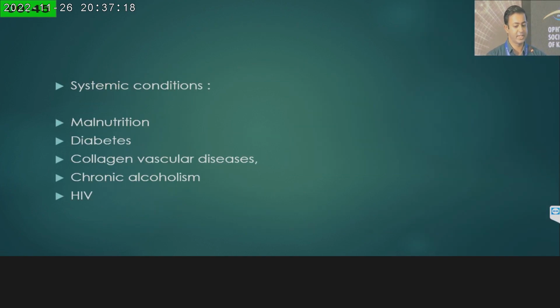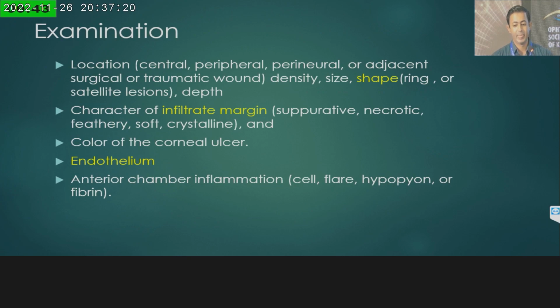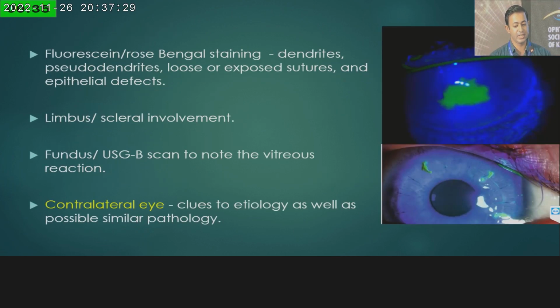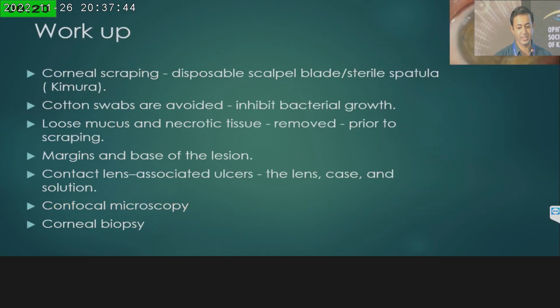Look for associated systemic conditions such as these. Examine the ulcer with respect to the location, the shape of the ulcer, the characters of the infiltrate margin, the color of the ulcer, the endothelium and the anterior chamber inflammation. Always admit the patient when you are in doubt. Look for any epithelial defects, any loose sutures, look at the fundus, and do a B scan to note the vitreous reaction. Examine the contralateral eye as I have mentioned previously.